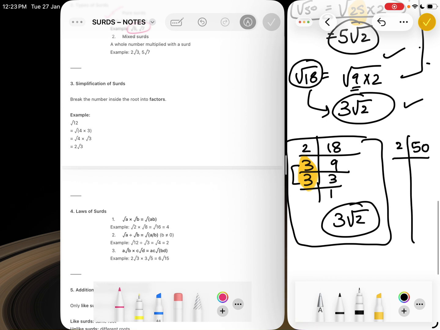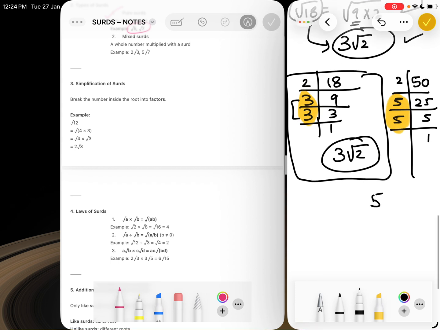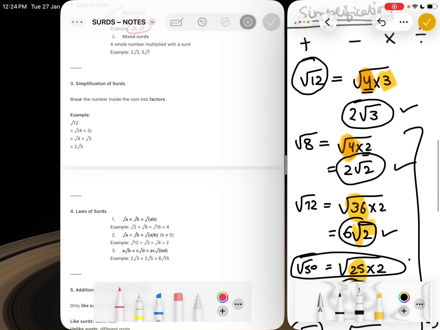So it is 2 times 25, then 5 times 5, then 5 times 1. So we have a pair of 5, right? So that will be outside and the one which doesn't have a pair will remain inside. So 5 root 2. Let's take another example now.